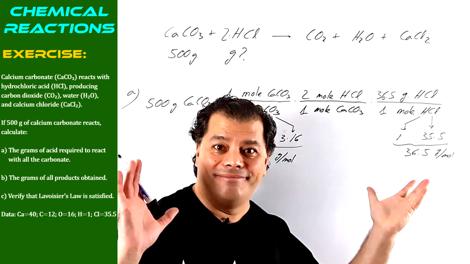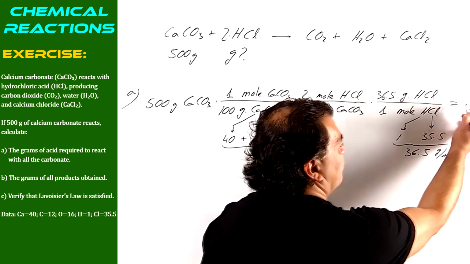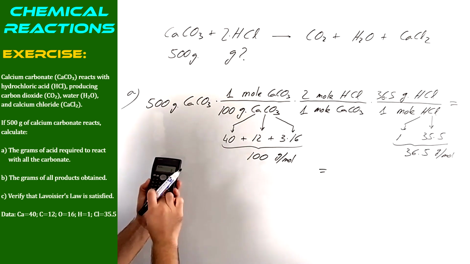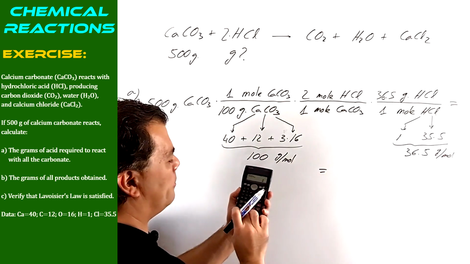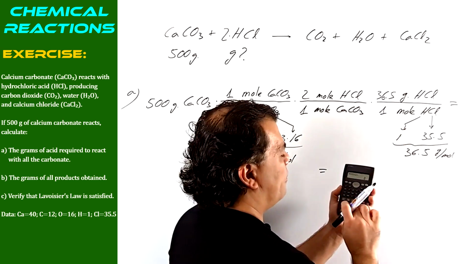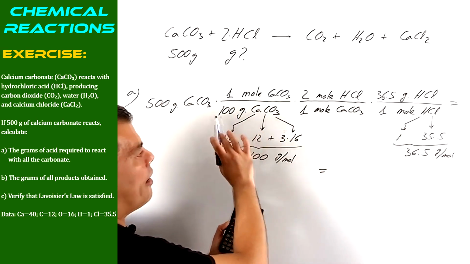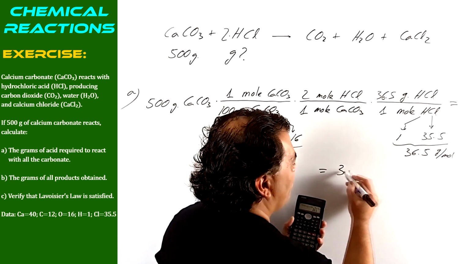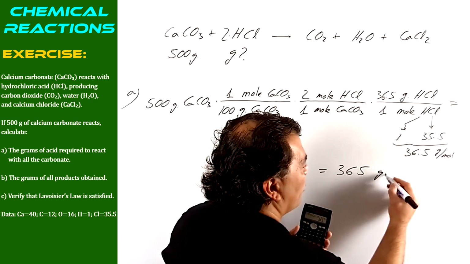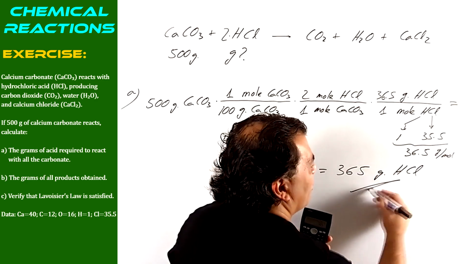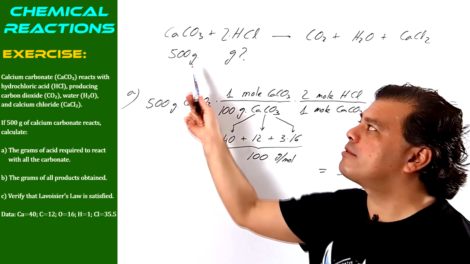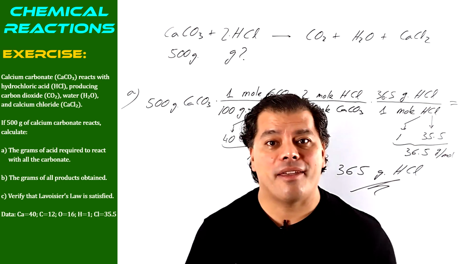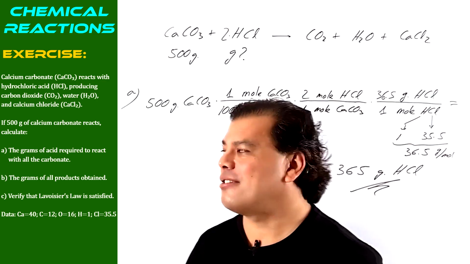And that's it. Now I want you to put it in the calculator, and let's do 500 multiplying 2, multiplying 36.5, and divided by 100. And we will need 365 grams of hydrogen chloride to make these 500 grams of calcium carbonate react. That's it. Well, what do you think? Easy, right? Don't forget the situation.